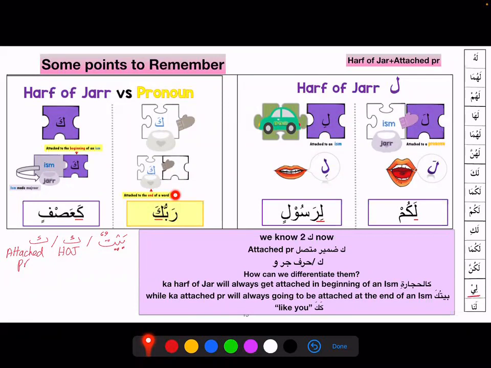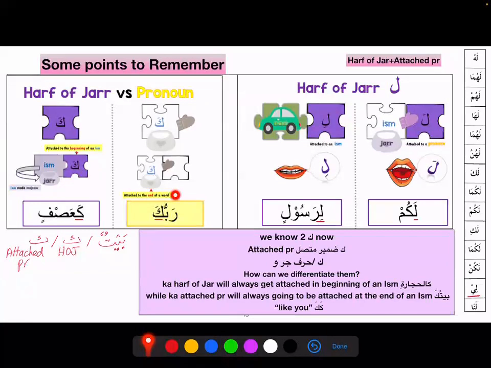Okay, second thing is about this ka. Now, how many kafs do we know by now? We know two kafs now. And what were they? Harf of jar and the attached pronoun. Yes, now we know two kafs. One we just learned today, ba ta kaf lam ra. This is harfu jar, and the other kaf we learned last class, which was the attached pronoun.